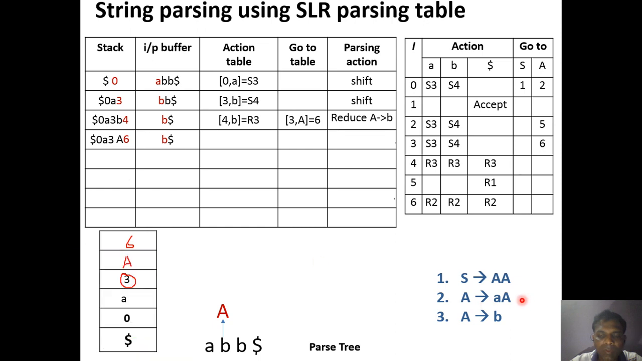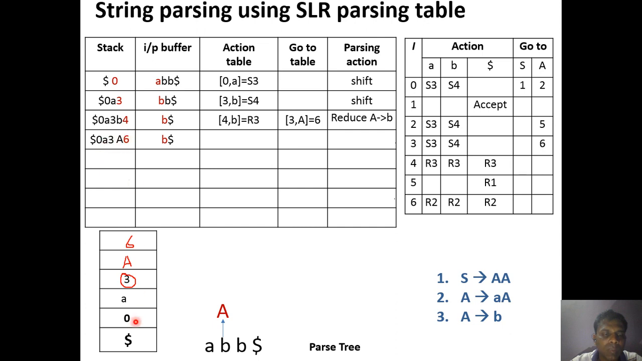How many symbols are present in that particular production? In the right hand side there are two symbols present, which means we are going to pop four symbols: 1 2 3 4. If the right hand side of the production has one symbol, then you should pop two symbols. If there are two, then you should pop four symbols from the top of the stack. If there are three, you should pop six symbols. So currently there are two symbols in the current production, that is R2. So I'm going to pop the four symbols 6, A, 3 and A.